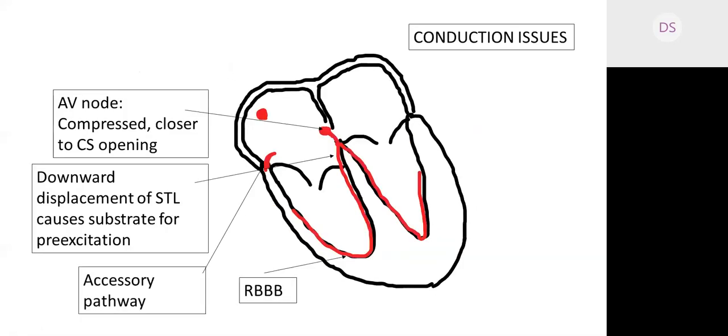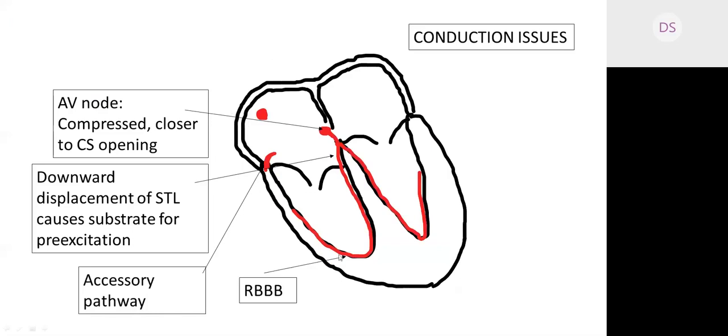Not to forget the conduction issues. As we know, the tricuspid valve has a very close association with the triangle of Koch and the AV node and the bundle of His which passes through that. So when you have an abnormal tricuspid valve where the septal leaflet is displaced, you can have problems with the AV node, where it can get compressed or it can be very close to the CS opening. Also, you can have pre-excitation. That means you can have accessory pathways because of downward displacement of the STL.